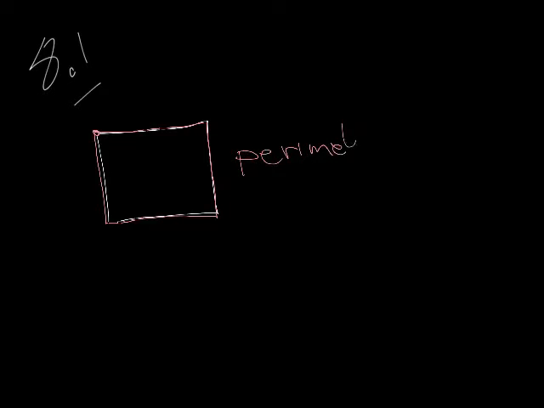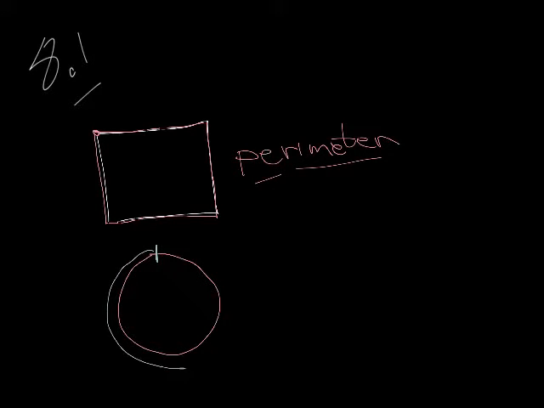Perimeter means distance, measured distance around. And circumference, on the other hand, is the exact same thing as perimeter, but it's dealing with how far it is on a circle from here all the way around to there. So that's the difference between perimeter and circumference.